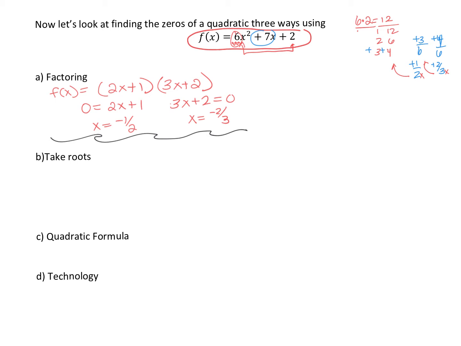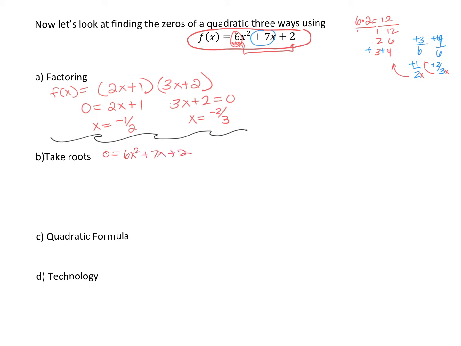We might also want to take roots. Now, taking roots would probably not be the best way to find the zeros in this particular case, because it's not in a form where you could use it. But let me just show you. If I first put this into vertex form, so what I'm going to do here is I'm going to set this equal to 0.